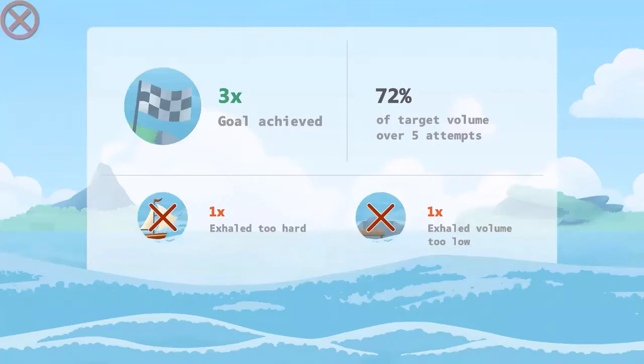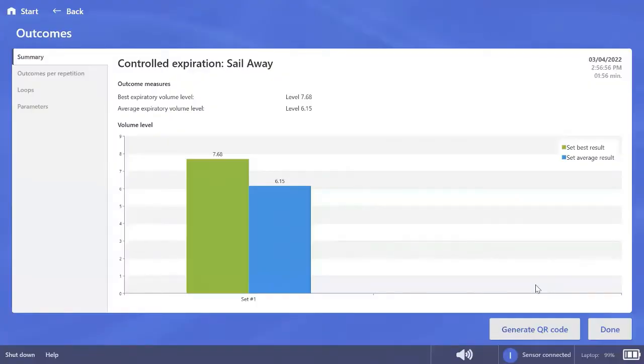Now we get this outcome measurement. It's a little bit different from some of the ones we've seen previously. We can see how many times the patient achieved the goal. We had 5 repetitions. Out of that, there were 3 times that it was achieved. We also get a percentage, 72% of the time the target volume out of 5 attempts was achieved. Had 1 time that we exhaled too hard and 1 time that it was too low with the volume. Similarly, though, we still get these outcome measurements that our clinician can use for exhalation.